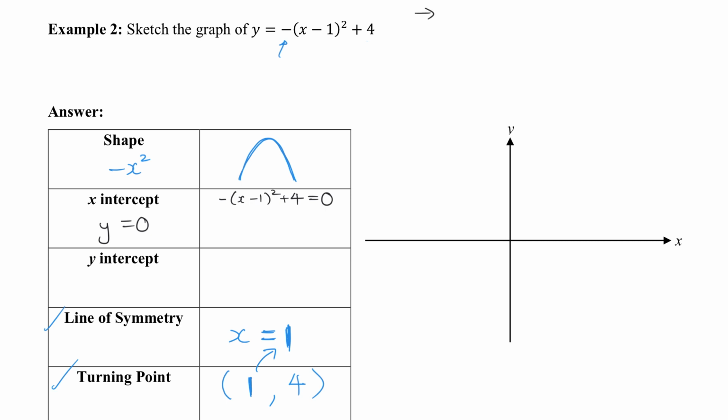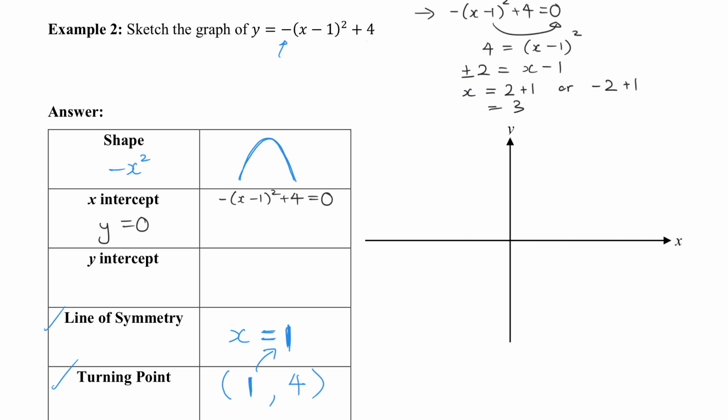I'm just going to do it in this space here. -(x - 1)² + 4 is 0. I'm going to shift this to the right hand side to get 4 equals (x - 1)² instead. Now square root both sides to get plus minus 2. And so eventually, I'm going to get +2 plus 1 or -2 plus 1. So one answer is 3, the other is -1. So x is 3 or -1.